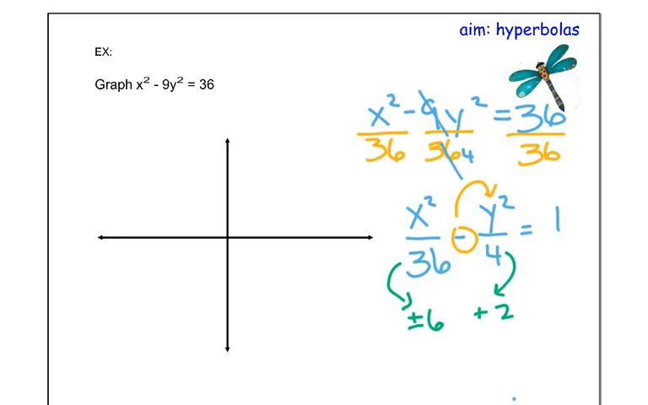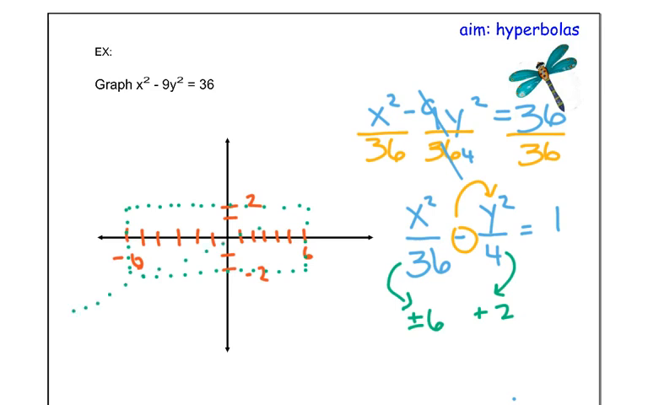So on my x and y axes, I'm going to go out 6 on the x-axis, and then in the negative direction as well. I'm going to go up 2 and down 2 on my y-axis. I'm using these as guidelines to make a rectangle. Again, make sure it's dotted. We're going to use this rectangle and do the best that we can to make nice straight diagonals. Again, those are dotted as well.